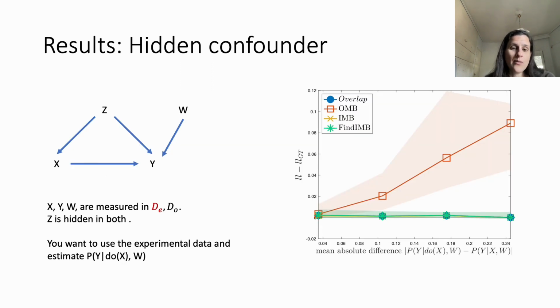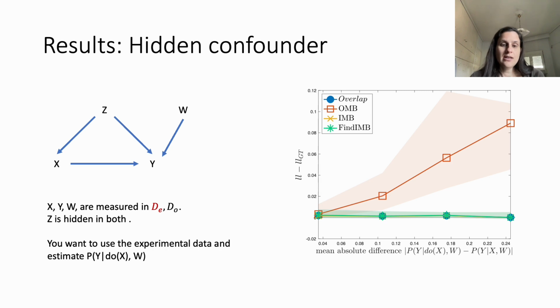Ideally, what we want our method to do is to identify automatically whether it's okay to use the observational data or not, and do that. So here, for example, we have an example where we cannot use the observational data. We have an example where Z is a confounder and it's not measured in the observational or the experimental data. So ideally, what we'd like to do is use the experimental data and estimate the probability of Y given do of X, W in order to predict Y given do of X.